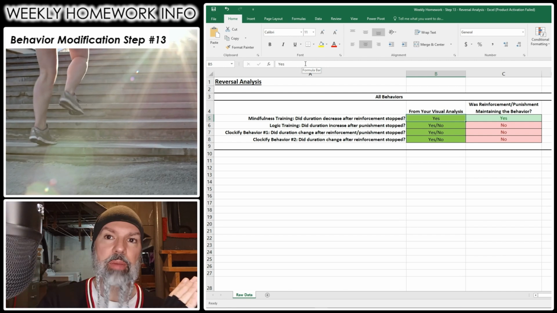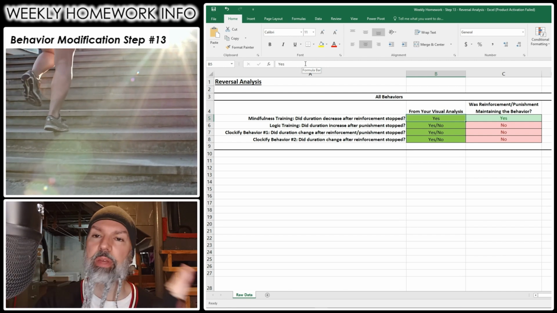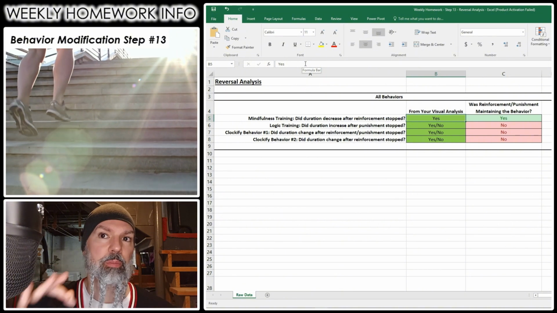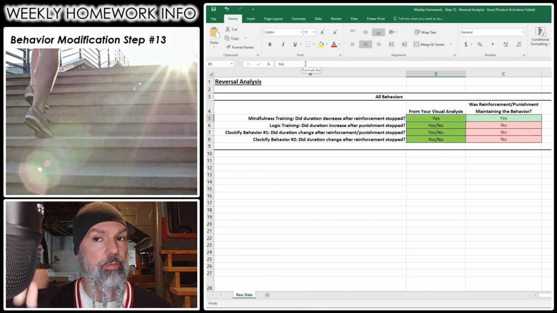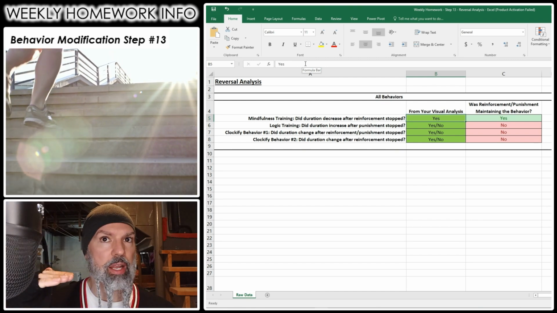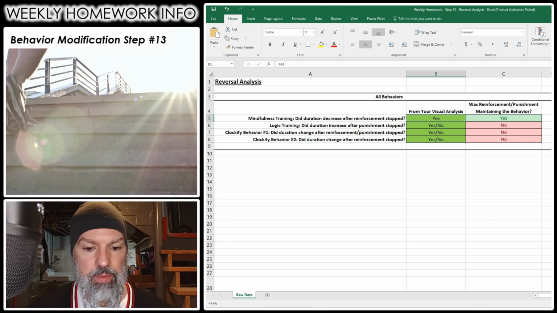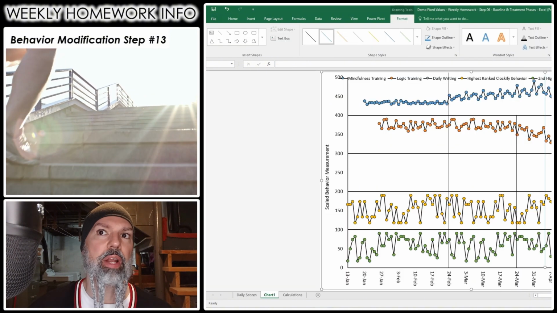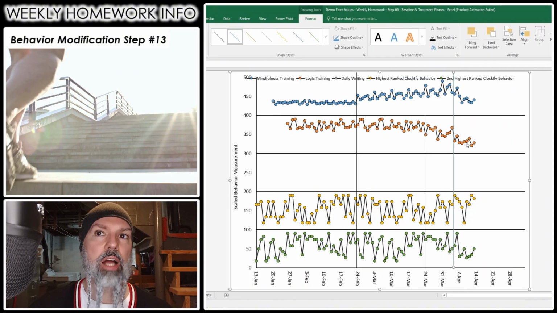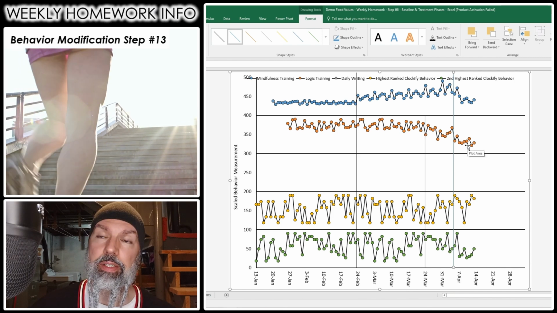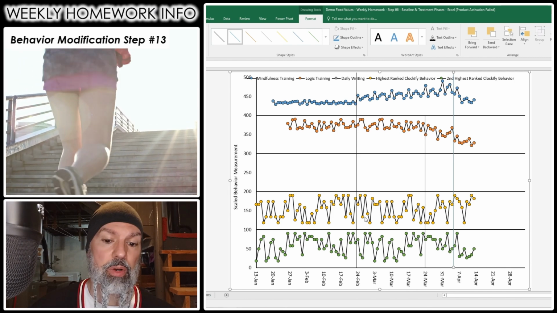So it wasn't being maintained by any other cause. It wasn't being maintained by any other reinforcers. It was specifically being maintained by the homework reinforcer because when we removed those homework points, mindfulness training went down. On the other hand, if you take a look at what happened here with the logic training, we have the logic training actually continuing to decrease after the reinforcement was removed.